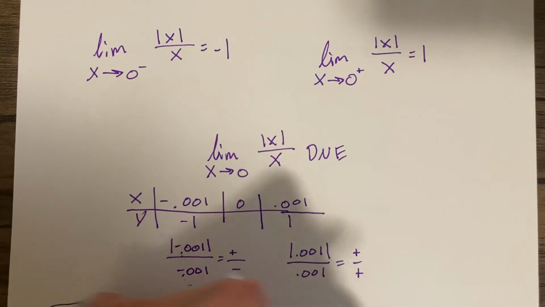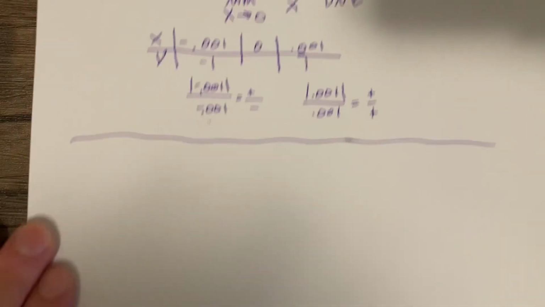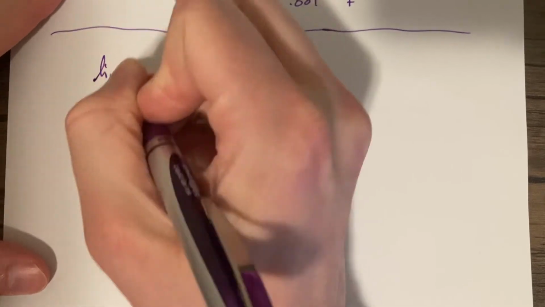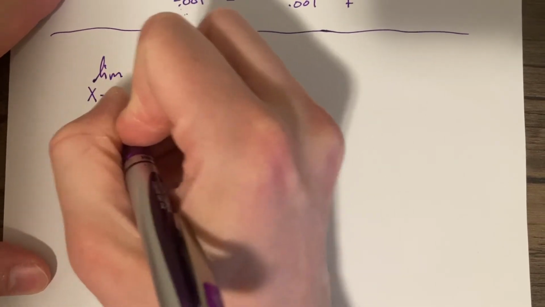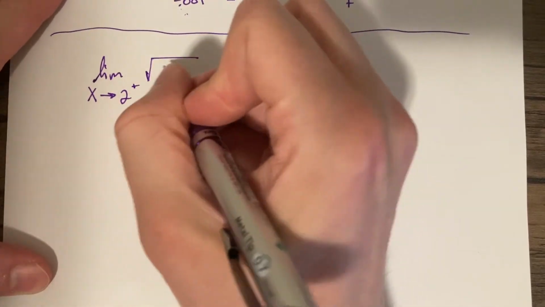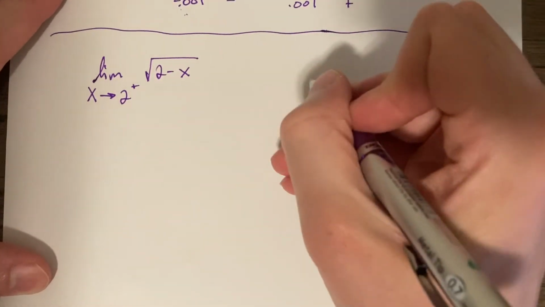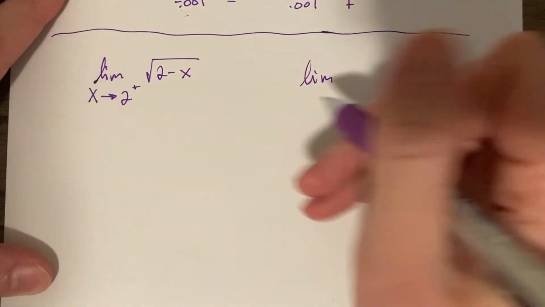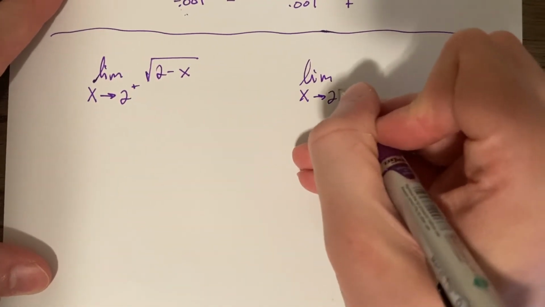Okay. Next up, we have the limit as x approaches 2 of the square root of 2 minus x. The limit as x approaches 2.